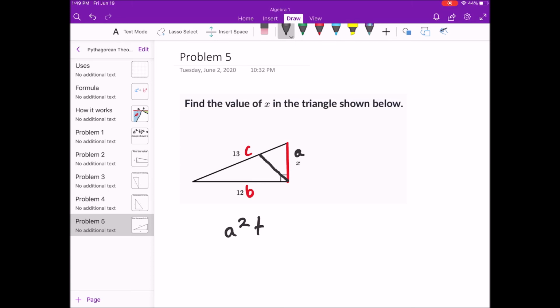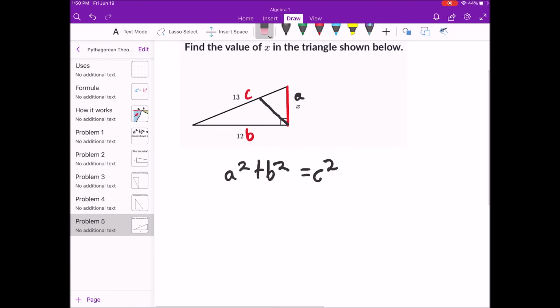A squared plus B squared is equal to C squared. Alright, so we don't know what A is. We'll just separate that. And now we just have to do B and C. So now we put in 12 as B. So A squared plus 12 squared is equal to 13 squared.